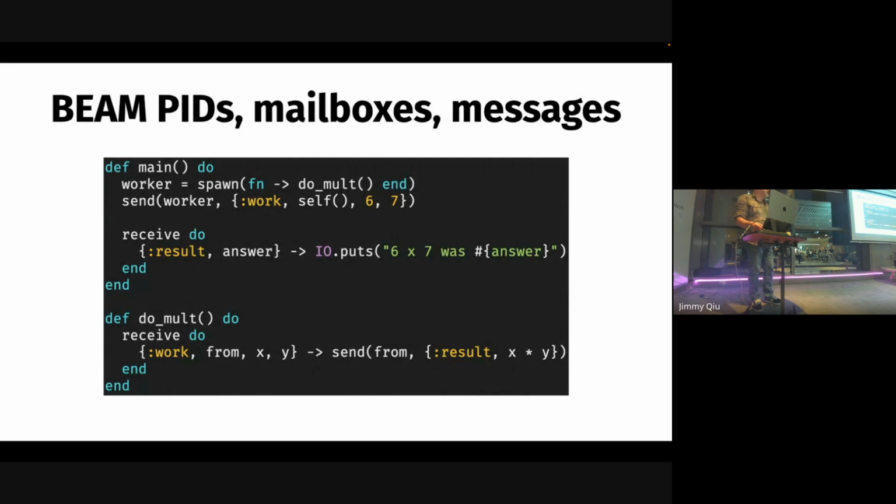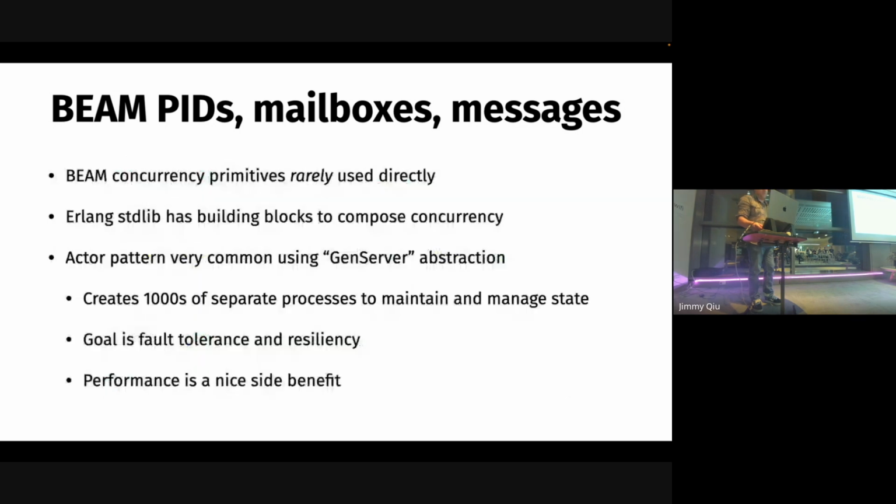So the similar code in Beam would look like this. This is Elixir. We're going to spawn a worker and send it a tuple. We want it to do some work, and we give it self so it knows where to send the result back to. We give it 6 and 7. Then we receive the result back and output it. In the actual concurrent work at the bottom, to do mult, we have a receive block that pulls that off its mailbox, not channel. It reads from its local mailbox, grabs the X and Y values, and sends the result back to where it came from.